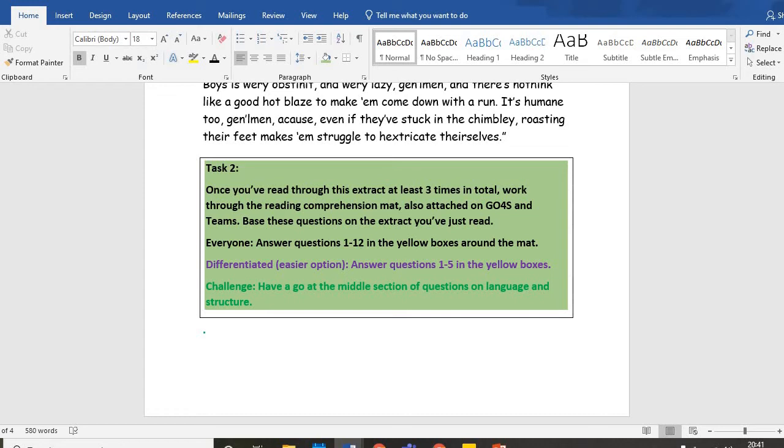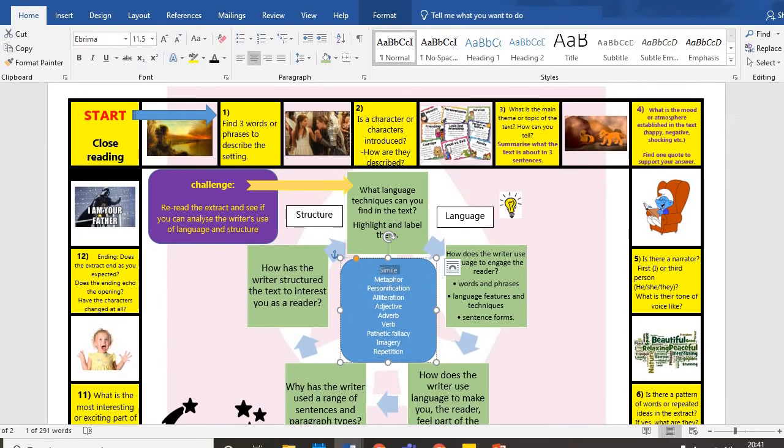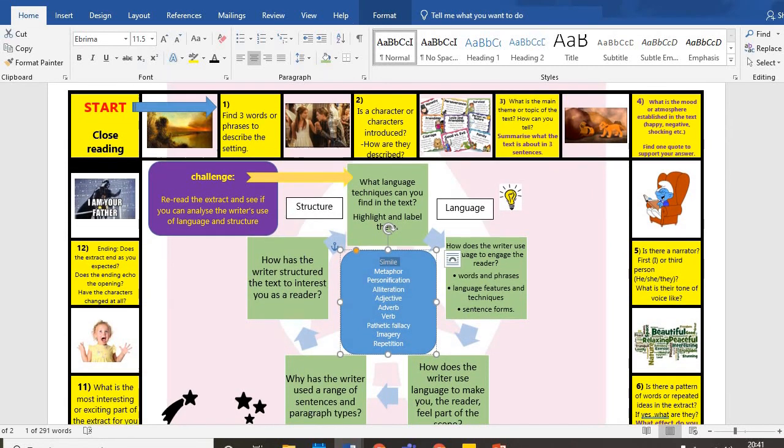So what I'd like you to do now is work through the comprehension map, which is also attached on Gopher Schools and on Teams, and base your answers to the questions on the extract from Oliver that we've just read. I've tried to differentiate this to make the task suitable for everybody. If we quickly look at the comprehension map itself, this is what you should be able to see. Everybody, ideally, I'd like to have a go at all of these yellow boxes. Starting here, you'll work your way across, and the first question is to find three words or phrases that describe the setting in that extract.